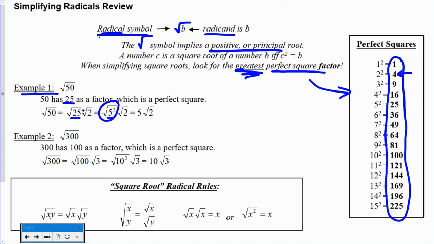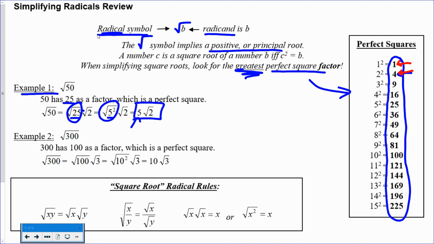So I can take the square root of 5 squared, or I'm taking the square root of 25, depending on the way you look at it. And then the 5 comes out, and the square root of 2 would stay in because I cannot take the square root of 2. There are no other. 4 doesn't divide it, and 1 we never use. So that would be my final answer.